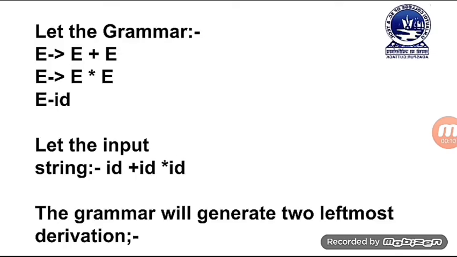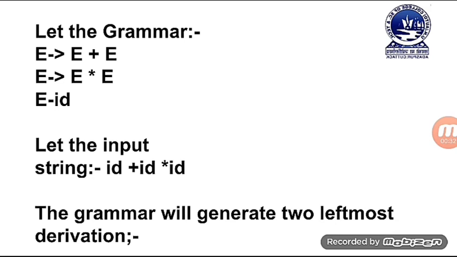Now I am going to explain how an ambiguous grammar can be converted into unambiguous using one simple example. Let the grammar be E implies E plus E, E implies E into E, and E implies ID. And let the input string be ID plus ID into ID.